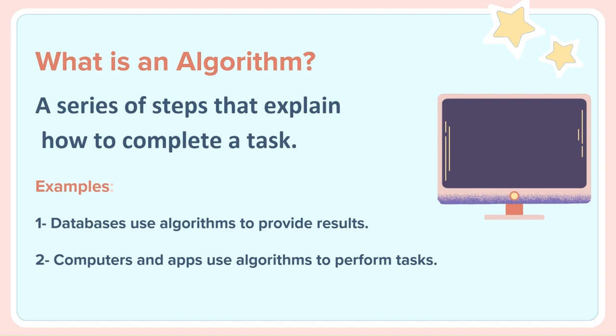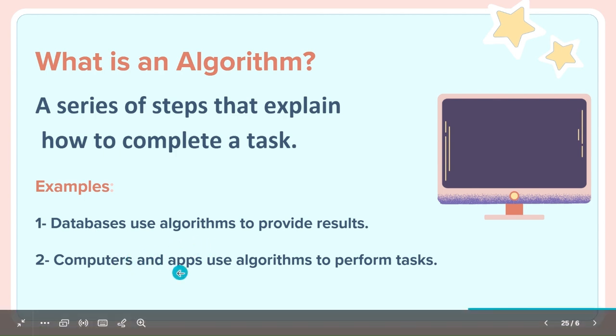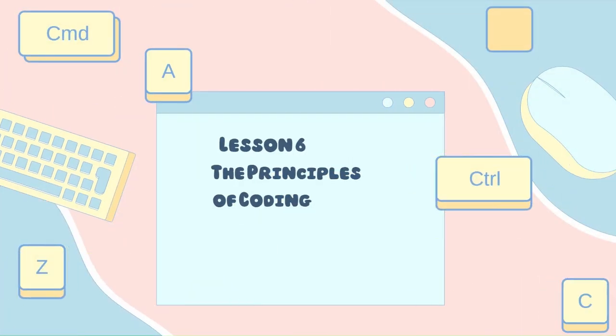So, what's the meaning of algorithm? Algorithm is a series of steps that explain how to complete a task. For example, databases use algorithms to provide results, and computers and applications use algorithms to perform tasks. That's it in lesson 5.